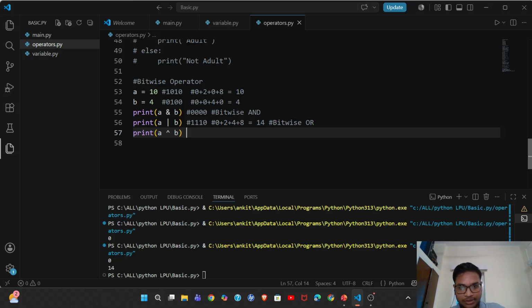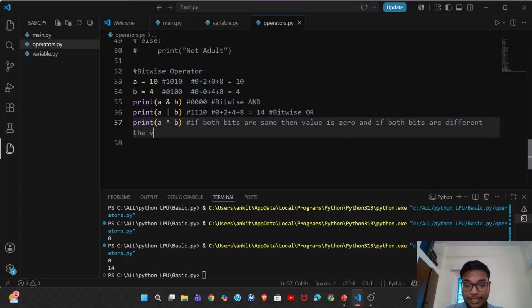Okay, just write it right here. If both bits are the same, then the value is 0. And if both bits are different, the value is 1. Correct?